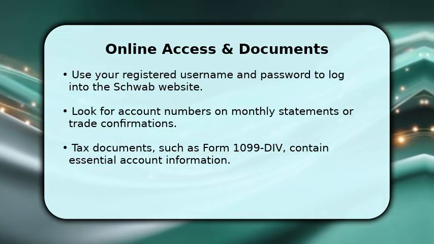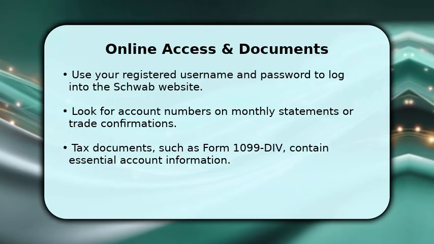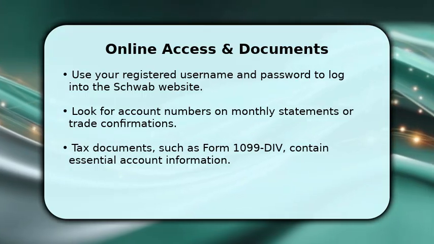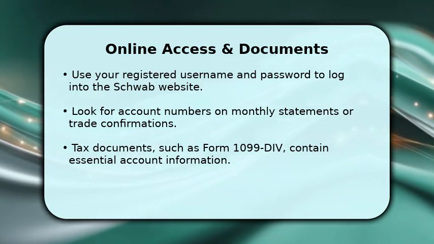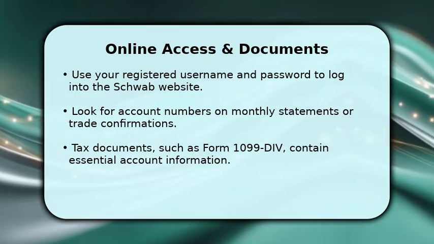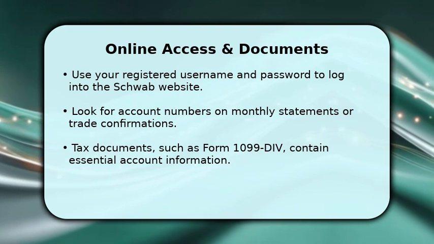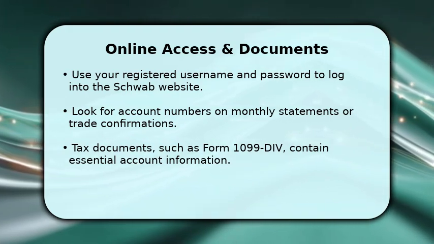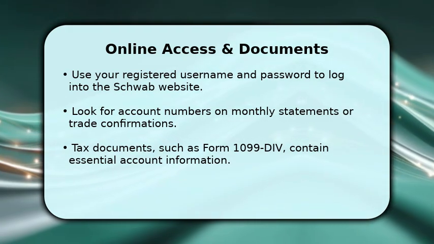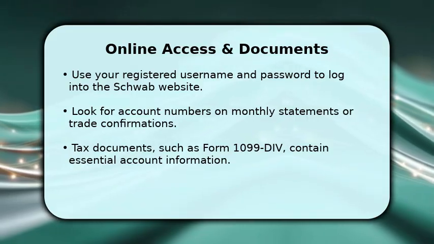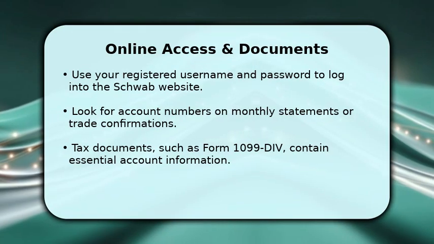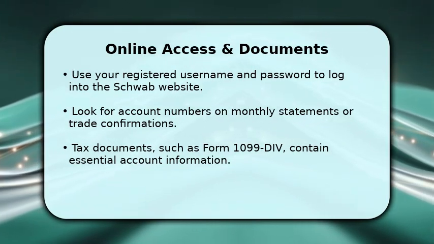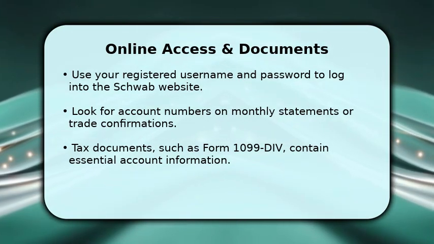If you're unable to log in, consider using the password reset feature. For those who prefer physical records, carefully examine any mailed statements or trade confirmations. These documents are designed to provide a clear overview of your holdings and will always include your specific account numbers. Remember, tax documents like Form 1099 are also a reliable source for this information.